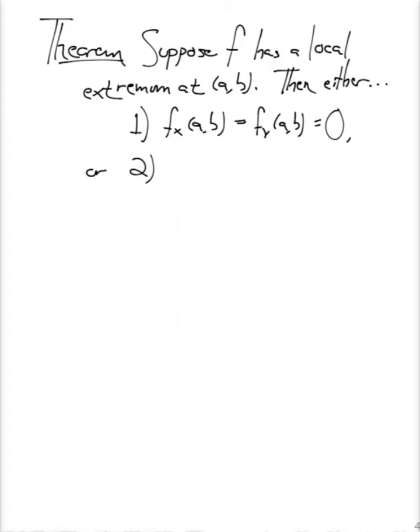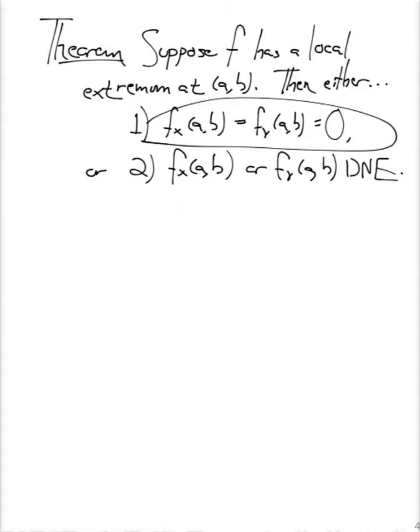The theorem looks like this. Suppose the function f has a local extremum, that is either a local maximum or a local minimum at the point (a, b). Then one of 2 things is true. Either 1, both partial derivatives evaluate to 0, or 2, the x partial derivative or the y partial derivative doesn't even exist. One of these 2 things has to happen at any local extremum. I'll just note that in practice for us, it's usually more often than not the first case that occurs.